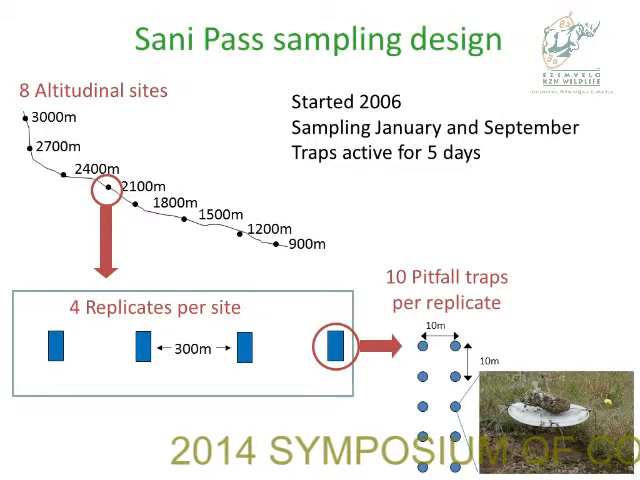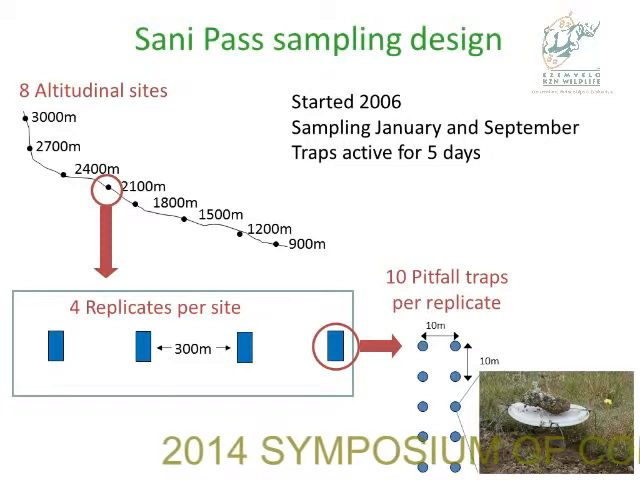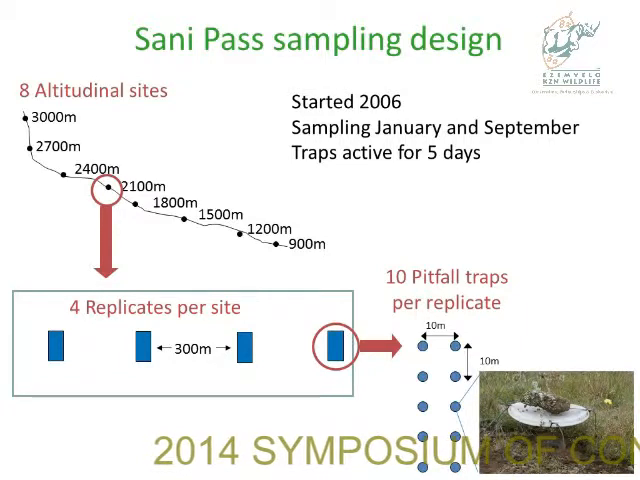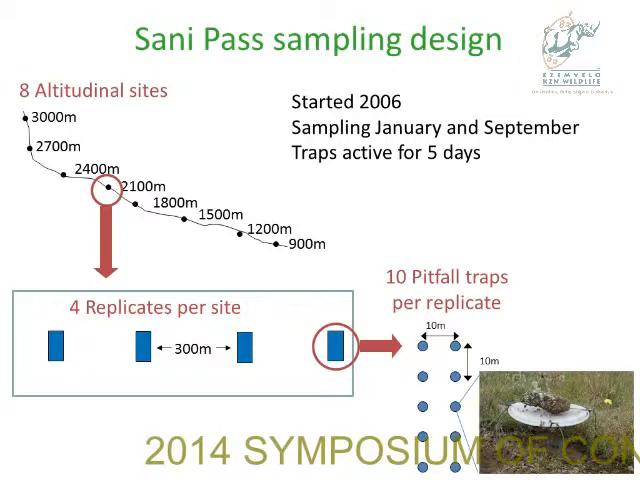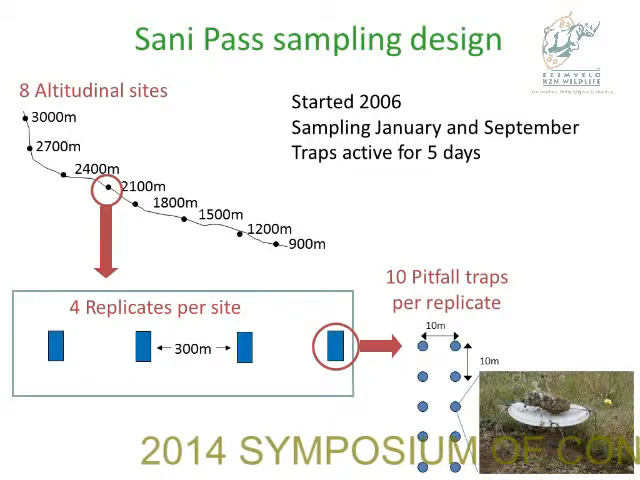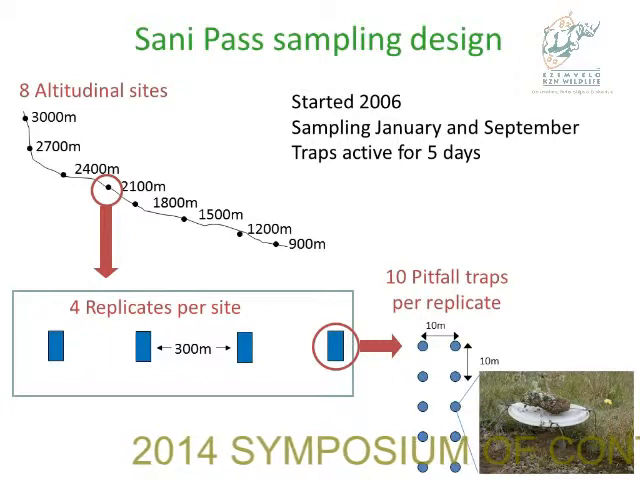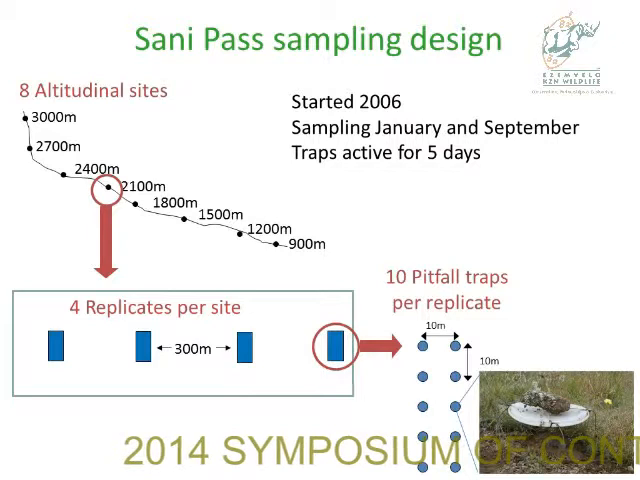meters. We've got 4 replicates per site, each replicate separated by 300 meters, and at each one we have 10 pitfall traps in 2 rows separated by 10 meters. We use that same size of pitfall trap that was shown earlier on, and we also use these rain covers to prevent the traps from being flooded by rain.